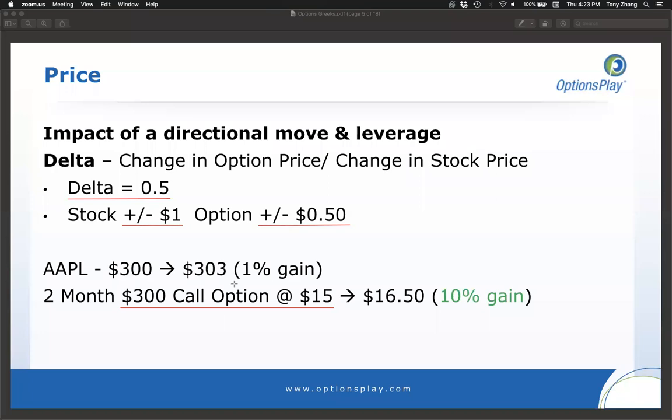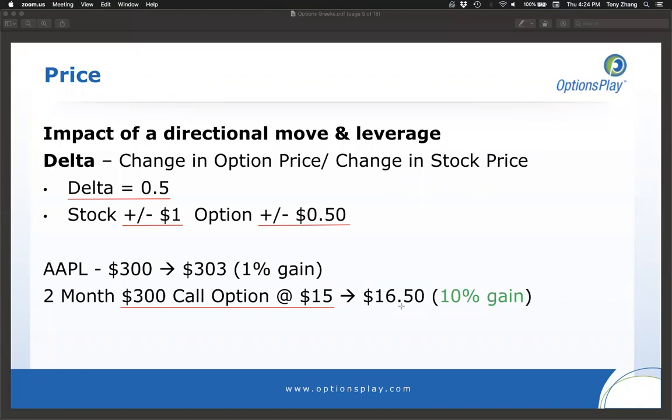So it moves $3 higher, or 1% higher. The question is, how much money should you make from your option? That's what delta helps us understand. Because we know the delta of the option is 0.5, for every $1 the stock moves, the option will gain 50 cents. So if the stock moves $3, the option will gain $1.50. What that means is our option price will move from $15 to $16.50.